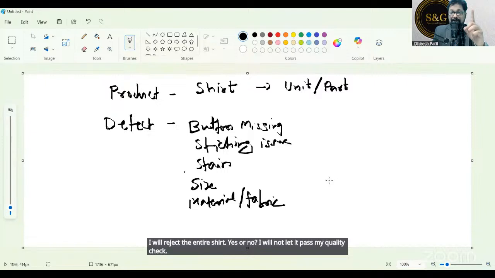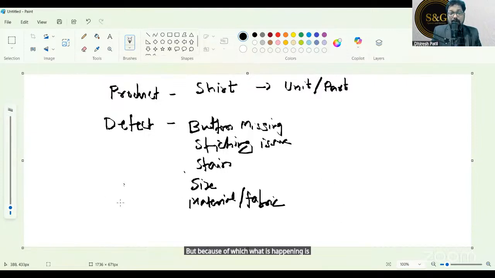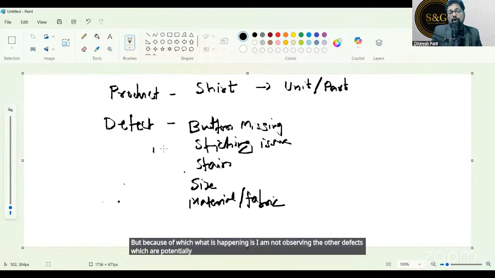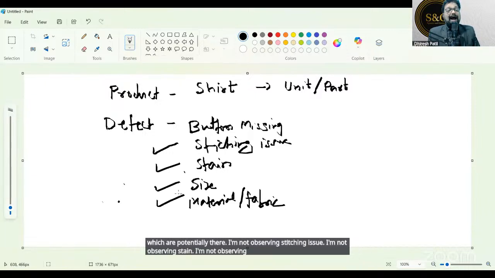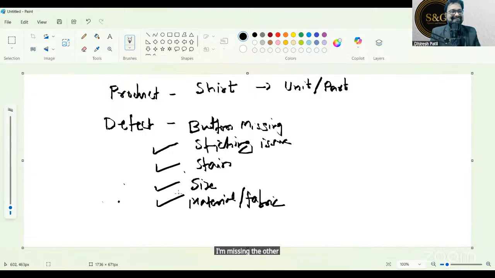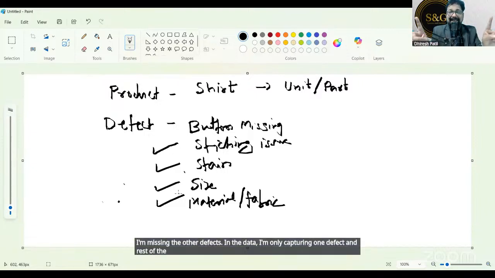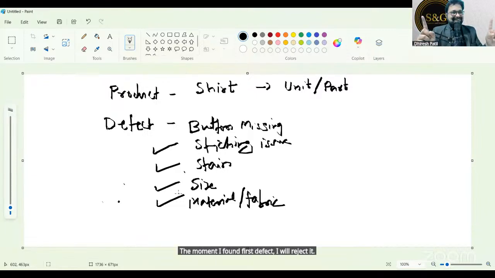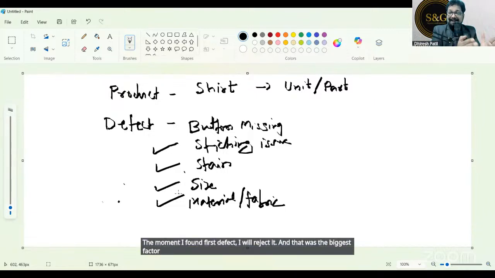But because of that, what is happening is, I am not observing the other defects which are potentially there. I'm not observing the stitching issue. I'm not observing the stain. I'm not observing whether the size is proper. I'm missing the other defects. In the data, I'm only capturing one defect and the rest of the defects are getting neglected. How many of you got this point? Just type yes in the chat box. The moment I find the first defect, I will reject it. And that was the biggest factor in defective parts per million.